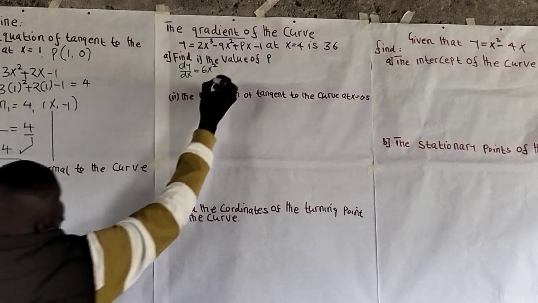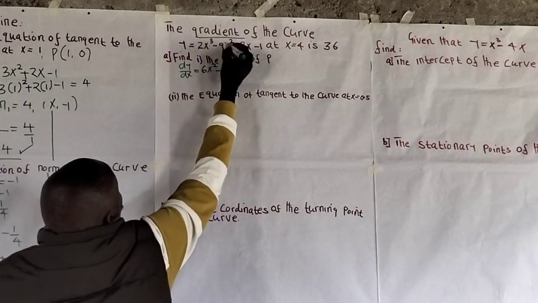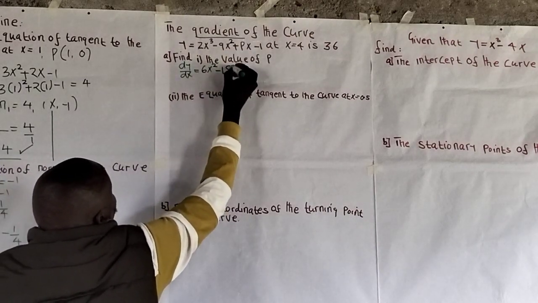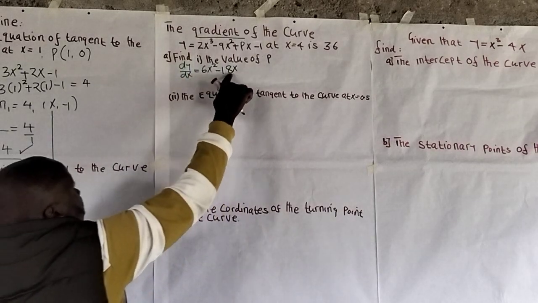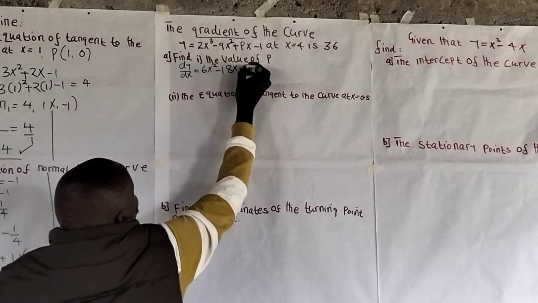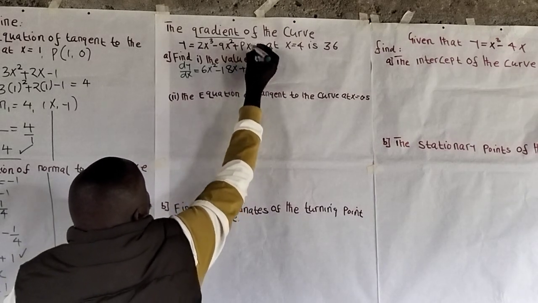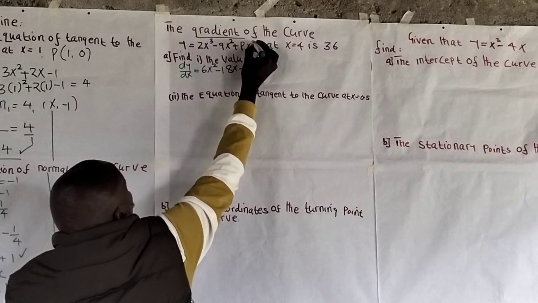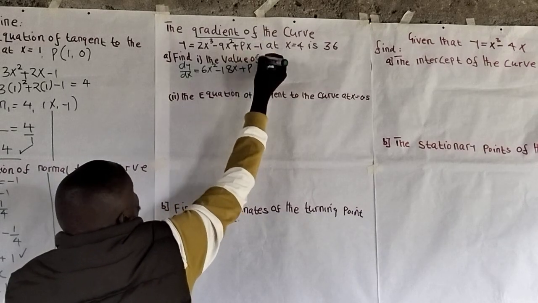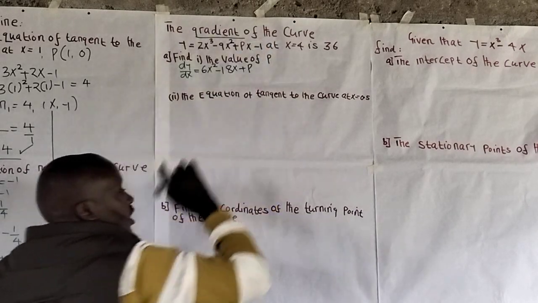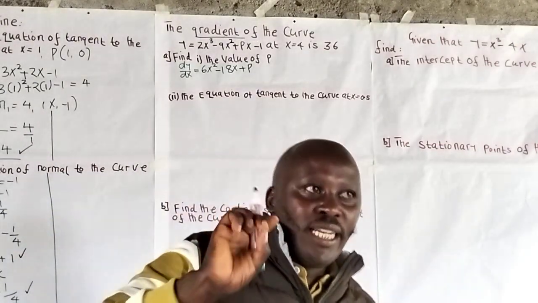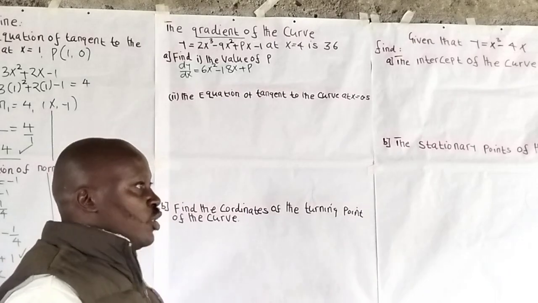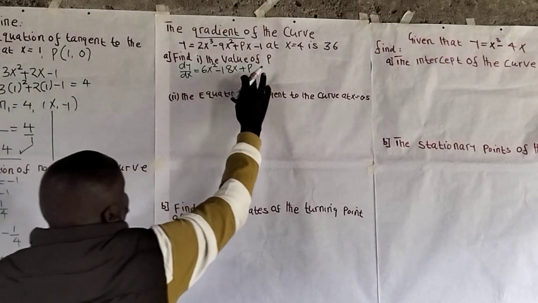You do the same: minus 2 times 9 gives us 18, then we have x. 2 minus 1 remains 1, so this remains like that. Then plus p: the power of x here is 1, 1 times p is equivalent to p, and 1 minus 1 is equivalent to 0. You understand from Form 2 that any number to power 0 is equivalent to 1, so it remains like that.